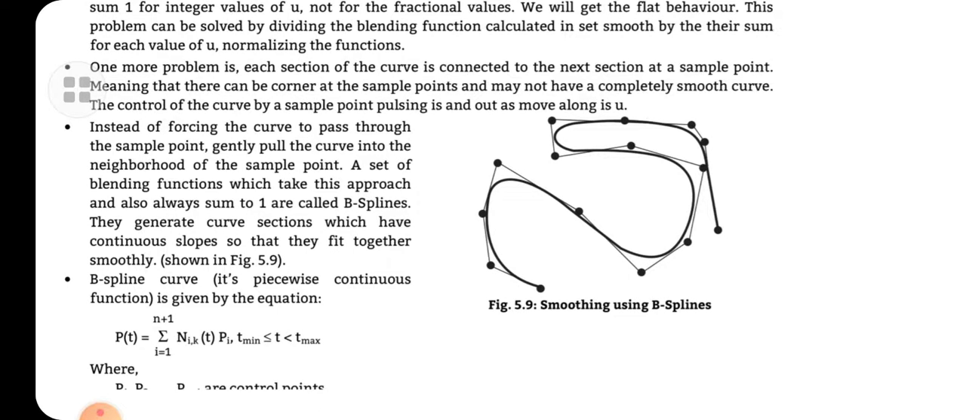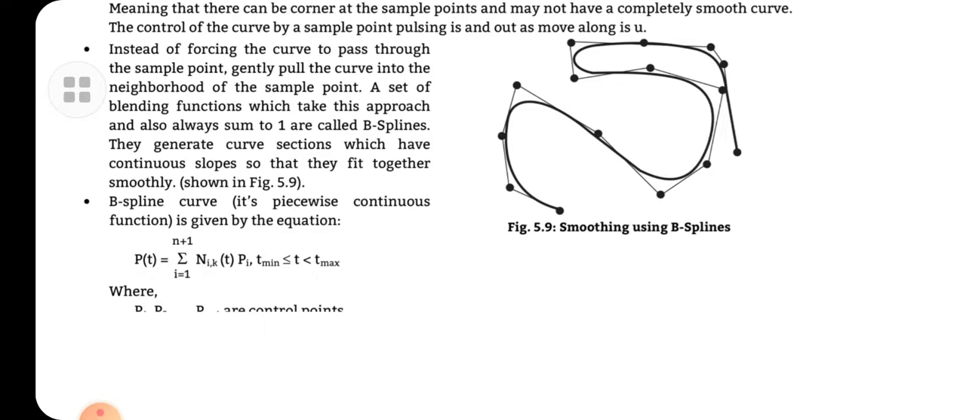Then the B-spline curve is given by some equations. P of t is equal to the summation from i equal to 1 to n plus 1 of P_i N_{i,k}(t), where t min is less than or equal to t, which is less than or equal to t max.